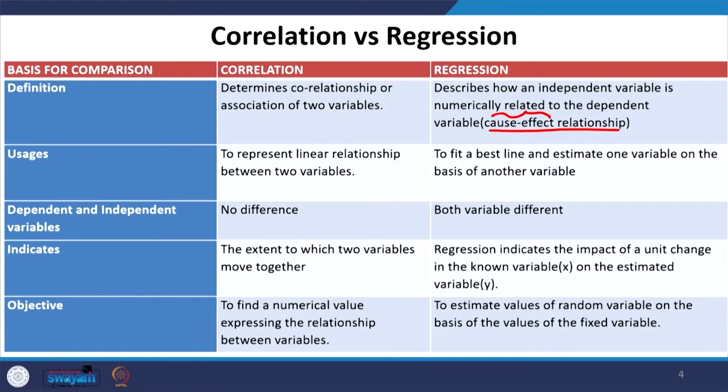Considering the indicators of correlation and regression, the extent to which two variables move together is called correlation, whereas regression indicates the impact of a unit change in the known variable on the estimated variable. The objective of correlation is to find a numerical value expressing the relationship between the variables, whereas regression analysis gives estimates and their values of the random variable on the basis of values of the fixed variable.